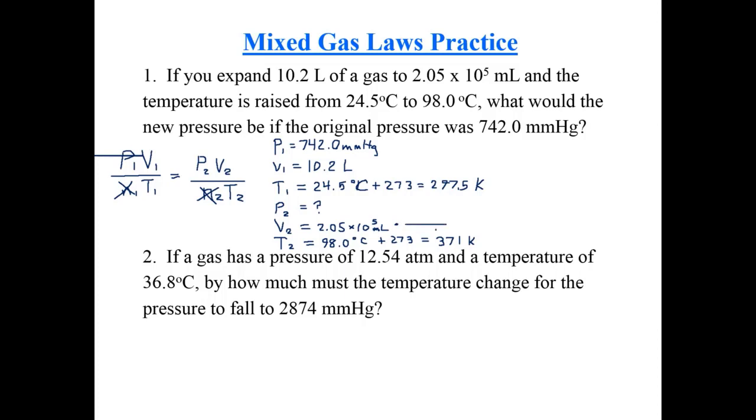I'll put the milliliters on bottom here and convert it to liters. Does anybody remember how many milliliters are in a liter? 1,000. So we have 1,000 milliliters in 1 liter. And if I do that, this is going to be 2.05 times 10 to the second, which is 205 liters. It expanded from 10.2 liters to 205 liters.